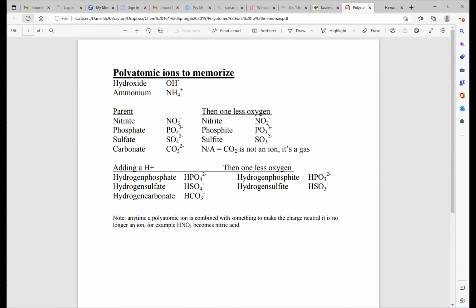And then this is the important trend where there's one less oxygen. Note that the charges are all the same, right? -1, -1, -3, -3, -2. And then for carbonate, there's no such thing as carbonite, right? CO2, and that's what we breathe out. It's a gas. Then the same thing here for the hydrogens, but again, this is more important for Chem 162 when you do acids and bases, but this is the right place to introduce it with naming and whatnot.